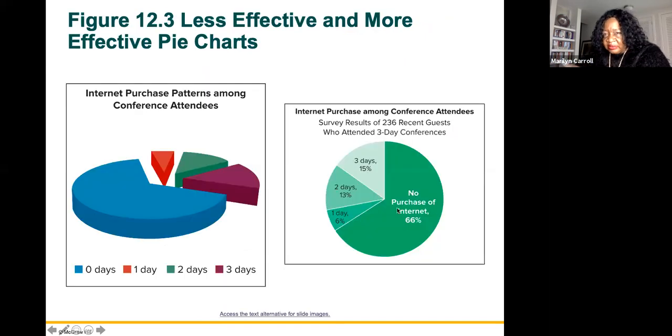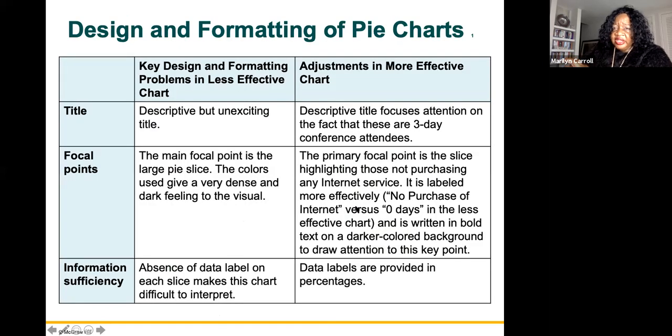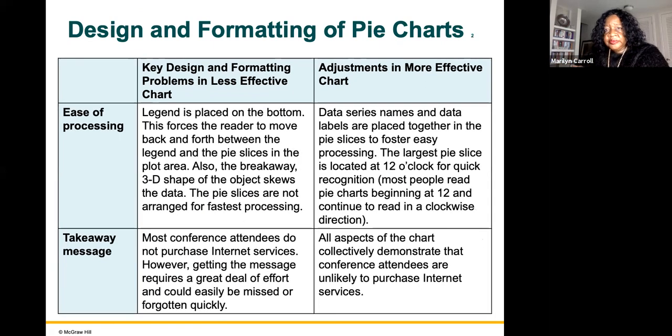So what is it that we're trying to get at here, that we want to know? Those who attended the 3-day conference seem to do better, or those who were only there 1 day didn't get as much from it? What are we trying to get at here? So the primary focal point is the slice highlighting those not purchasing any internet services. It is labeled more effectively, no purchase of internet. And so that was the big part of the pie. So aspects of the chart collectively demonstrate that conference attendees are unlikely to purchase internet services from that.